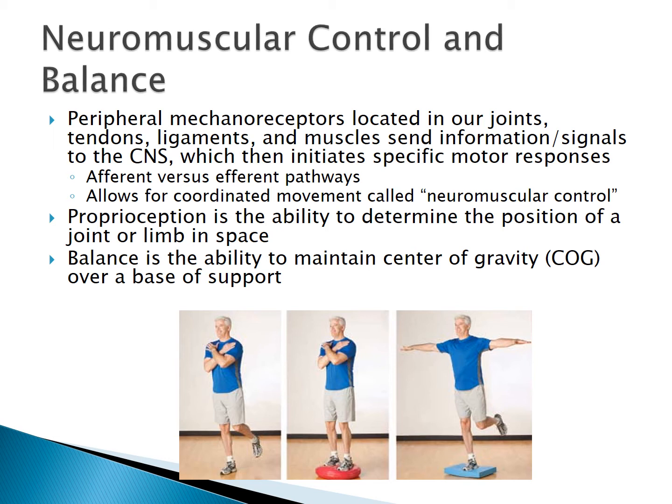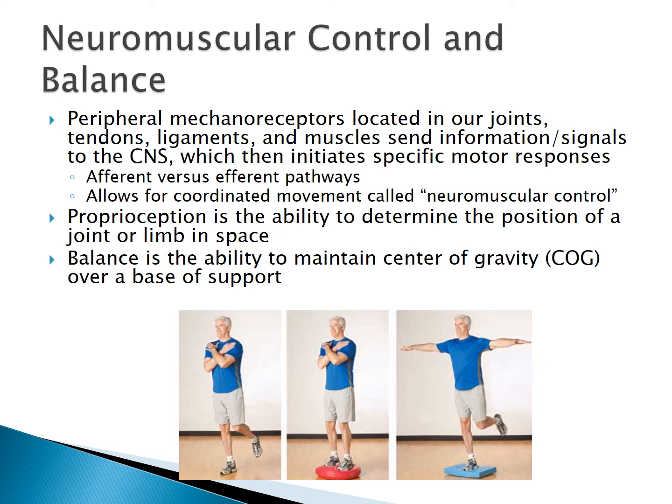The relationship between the nervous system and the muscular response that allows for coordinated muscle movement is called neuromuscular control. Proprioception is the ability to determine the position of a joint or limb in space. If patients are injured or immobilized for extended periods of time, they will have proprioceptive deficits and demonstrate a decline in neuromuscular control. If not addressed, these neuromuscular deficiencies can lead to re-injury.